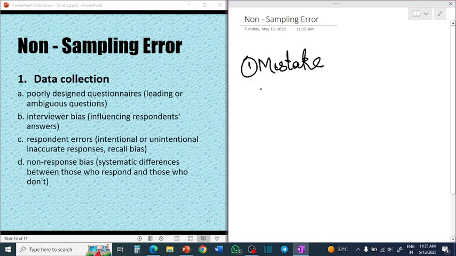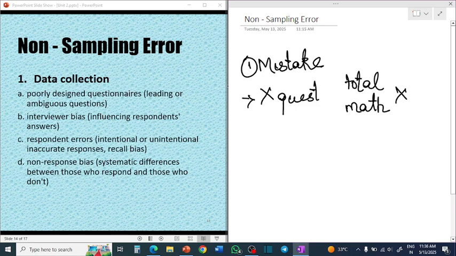So what can be our first mistake? That the questionnaire was not properly made. For example, the questionnaires were formed for collecting the data of how much marks the students are getting in mathematics. But by some mistake, we are collecting the average marks which the students have got in total. The total marks. We are not collecting only the marks of mathematics. So this will be a wrong questionnaire.